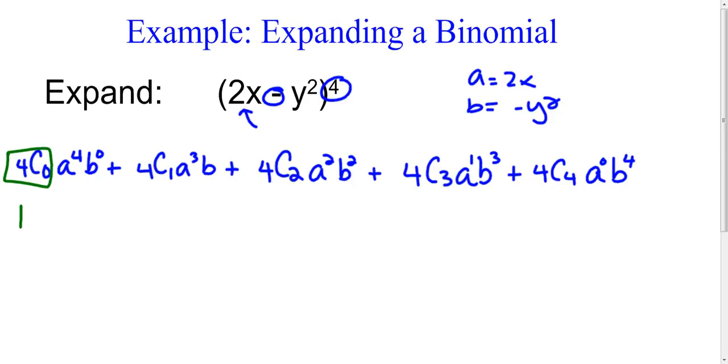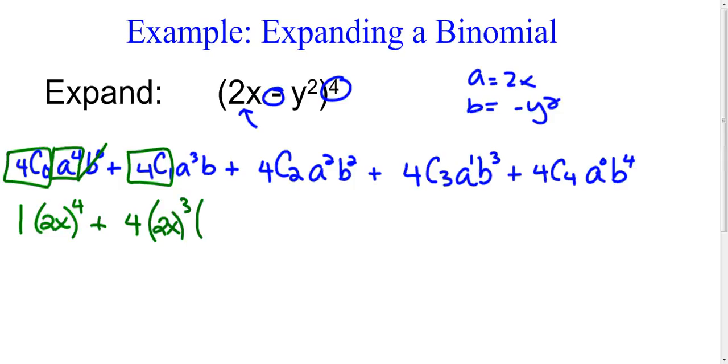4c0 is 1. A is 2x, which I then have to take to the 4th power. Okay, b to the 0 I don't need because that's just 1. 4c1 is 4. A is 2x, which I have to cube. B is negative y squared. Okay, on to the next one.